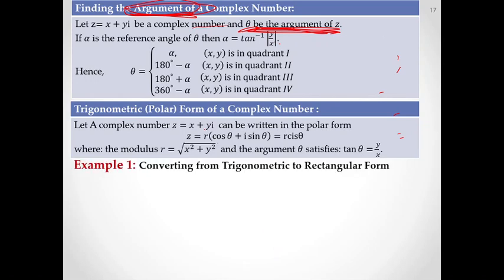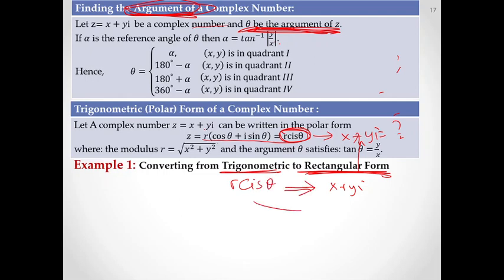Okay, how to convert? Sometimes we are given it this way, then we ask what is xy here. Rectangular form means this one here, xy, x plus yi. Rectangular form. Trigonometric form is r cis theta. So sometimes we do this, sometimes we go backward.